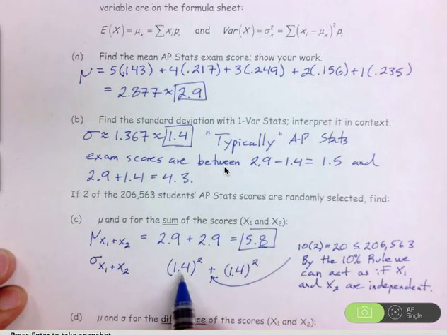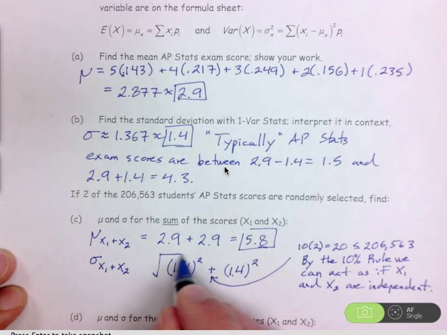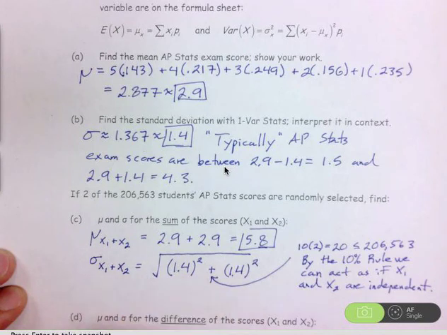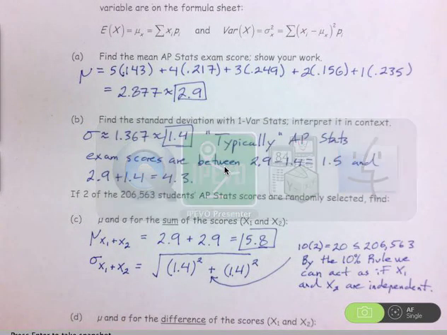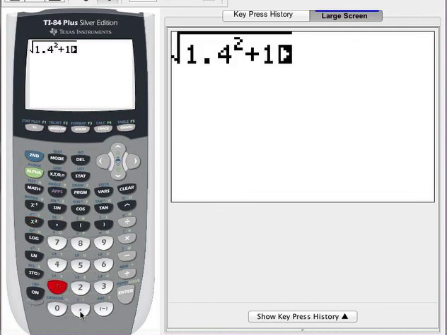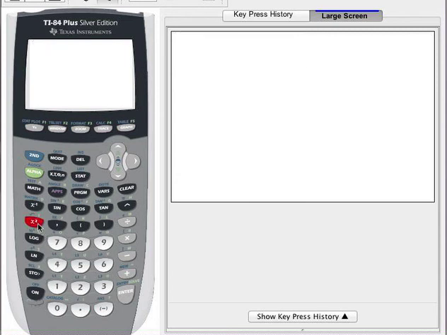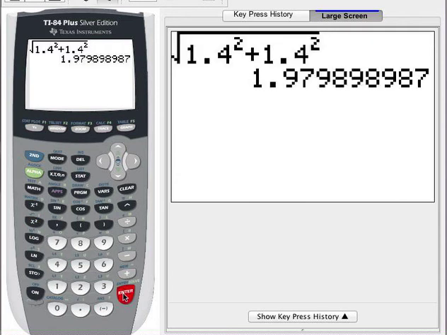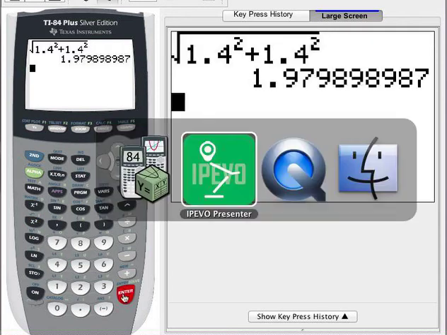So I have my variance, I have my second variance, I can add them. Then to turn it back into a standard deviation, I need to take the square root. So that's where we'll go to our calculator. We'll just take the square root of our 2 variances. So that's the 1.4 squared plus another 1.4 squared. And that will give us our standard deviation of about 1.98.